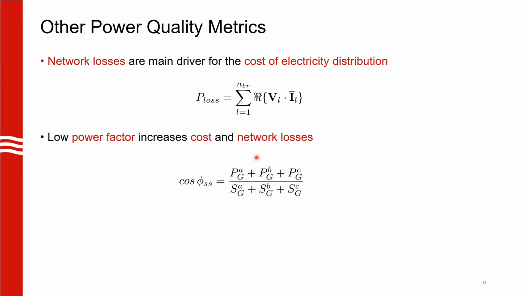So for a given active power in the system, if the power factor at the substation is low, then that means that our apparent power is high, which means the equipment at the substation needs to be rated for a higher value. And this can also mean that there is more current flowing in the system, and that leads to additional network losses.